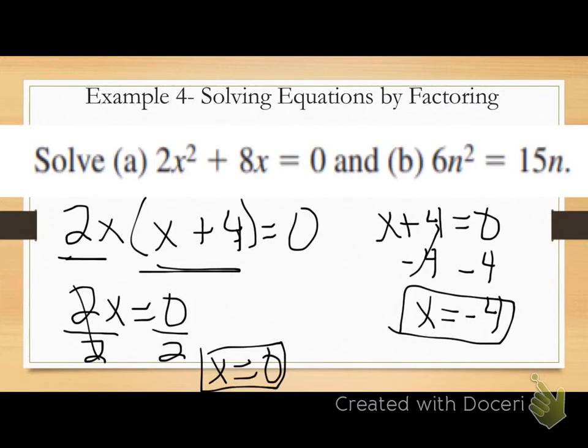Does 0 equal 0? Yep. So I know negative 4 is also a solution. Does everyone see how that works? How we solved our equation by factoring, using the zero product property.